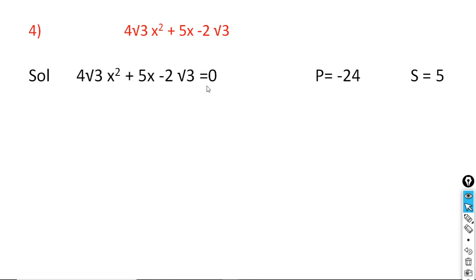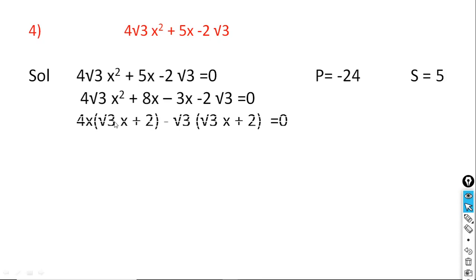Now the possible factors for 24: 8 into 3 is 24, and the factors will be 8x minus 3x. The next step, from the first two terms 4x will be common. We get 4x into root 3x plus 2. And from the last two terms, root 3 will be taken common, so that we can have 2 at the last place. You can get the idea from here.